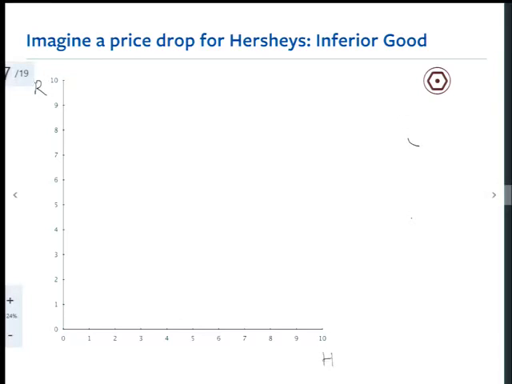Reese's, Hershey's. I'm just going to start with a budget constraint. Usually on exams, I don't give you exact numbers. I just say draw a budget constraint and let the price of Hershey's drop. Okay, the left one is my original budget constraint. The right one is my new budget constraint. These are the ones you actually observe.